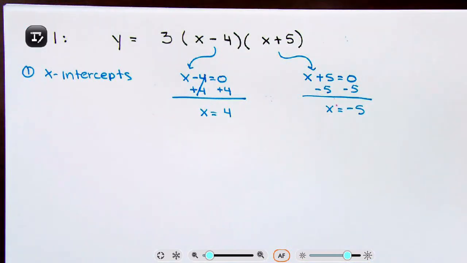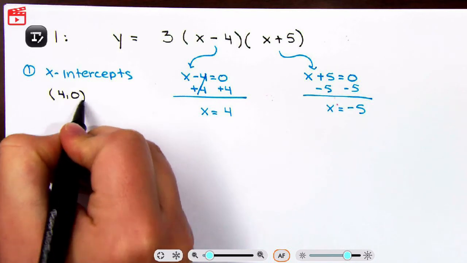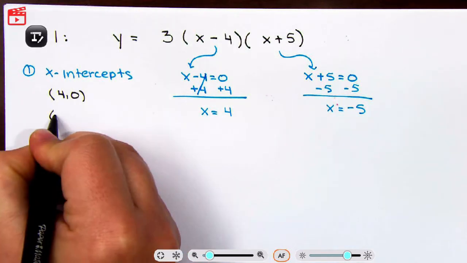Now, an intercept is a point. So we're going to say one of our x-intercepts is (4, 0). The other intercept is going to be at (-5, 0).